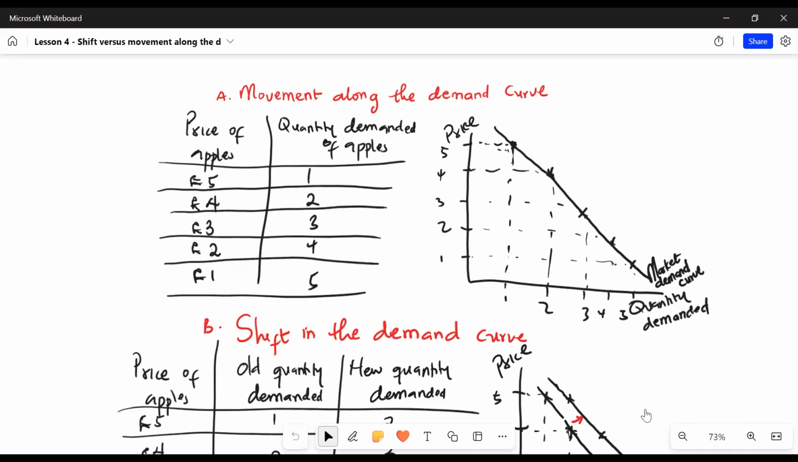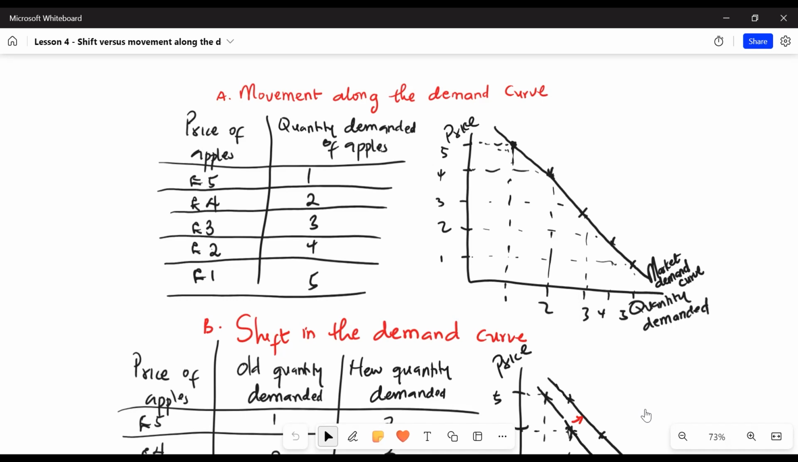If the only thing that's changing is the price of a good or service, then it's a movement along a demand curve. When other market conditions change beyond the price of a good, then it's a shift in the demand curve. So first, let's consider what we mean by movement along the demand curve.